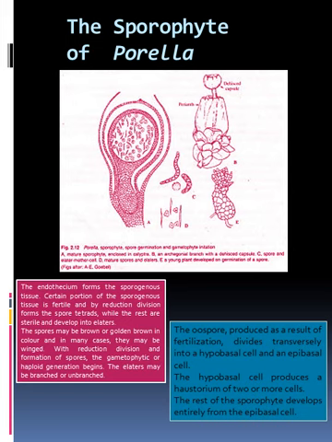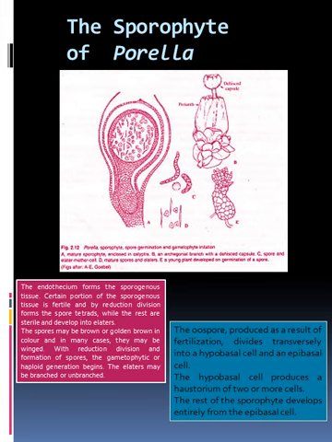Now let us discuss the sporophyte of the Porella plant. Here you can see the LS of the Porella sporophyte. The sporophyte of Porella consists of three parts: foot, seta, and capsule. The foot is the lowermost part, smaller in size. The seta is the middle part, acting as a stalk of the capsule, and the capsule is globular in shape and is covered by three layers: the outer perianth, the middle calyptra, and the inner wall of the capsule. Within the capsule, spores and elaters are produced.